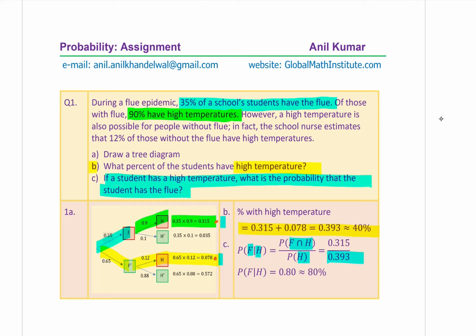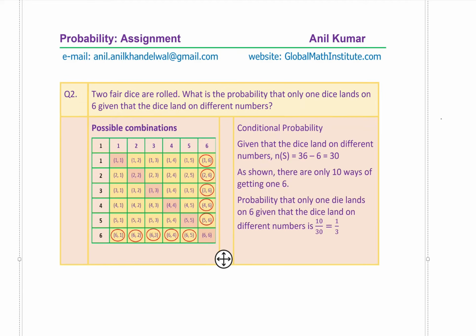0.393 is the total number of people affected which have high temperature. So this is the total with high temperature. And amongst these, those with high temperature and flu are given to us as 0.315. So put that in the numerator, divide and get your answer. It comes to 80% of those with high temperature also have flu. Okay, so I hope that helps. Now let's take up question number 2.